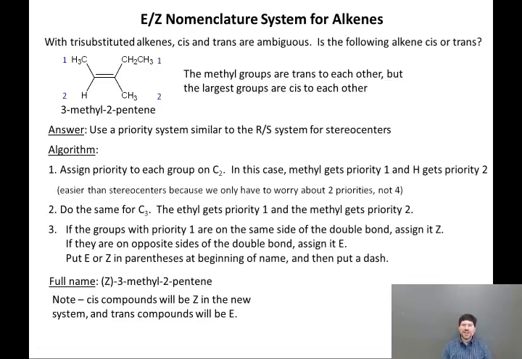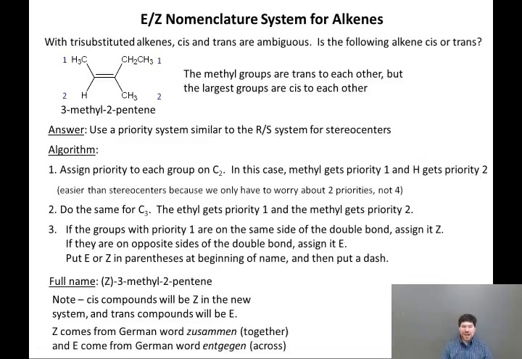And in case you're wondering where the letters E and Z come from, they actually come from German words, because much of organic chemistry's first century was developed by German chemists before World War I. And Z comes from the German word zusammen, which roughly translates as together, and E comes from the German word entgegen, which translates as across.